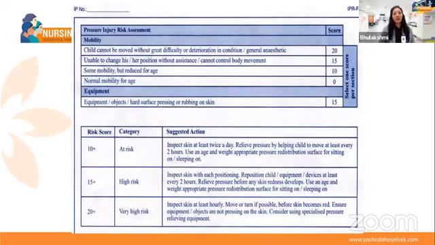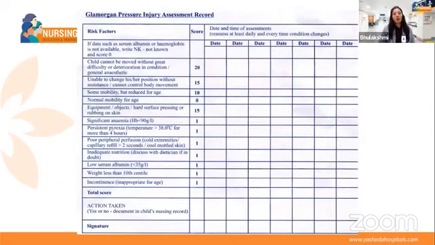If you have pediatric patients, we can use a pressure ulcer risk assessment called the Glamorgan pressure injury assessment record. We can check whether the children are able to move from the bed or position, whether they can change on their own, and, based on age, whether mobility and activity are there or not. Also, if the patient is connected to any devices or medical equipment, that is one of the risk factors for us.